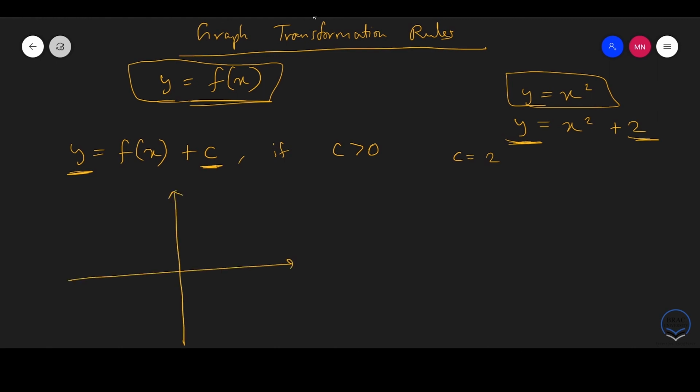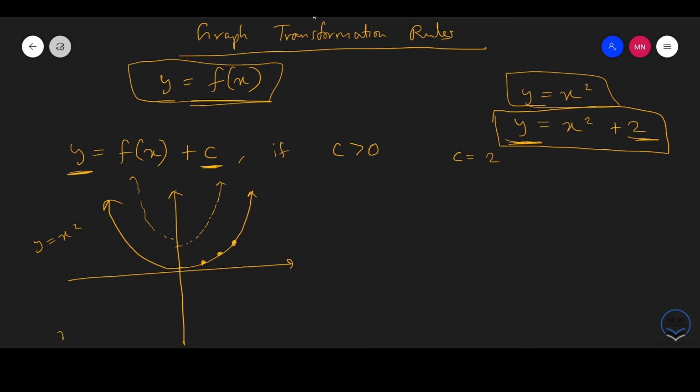So this is the graph of y is equal to x squared. Then for the graph of y is equal to x squared plus 2, we will have a graph that looks like this. So we will have the exact same graph, except each of the points, the y coordinates will be increased by 2 units.